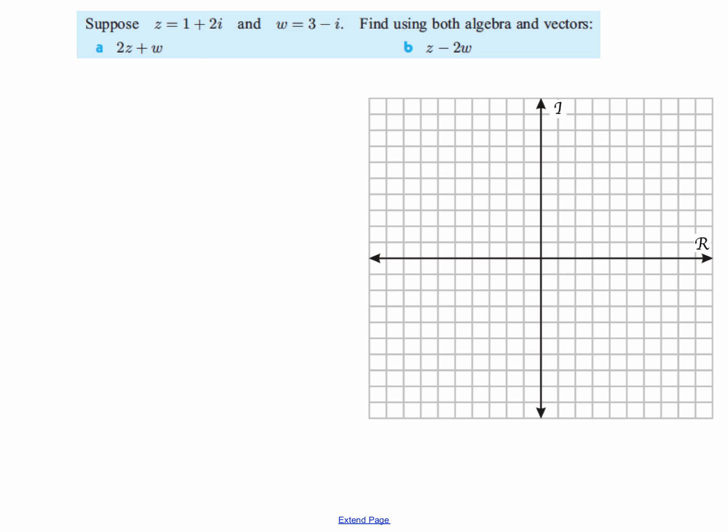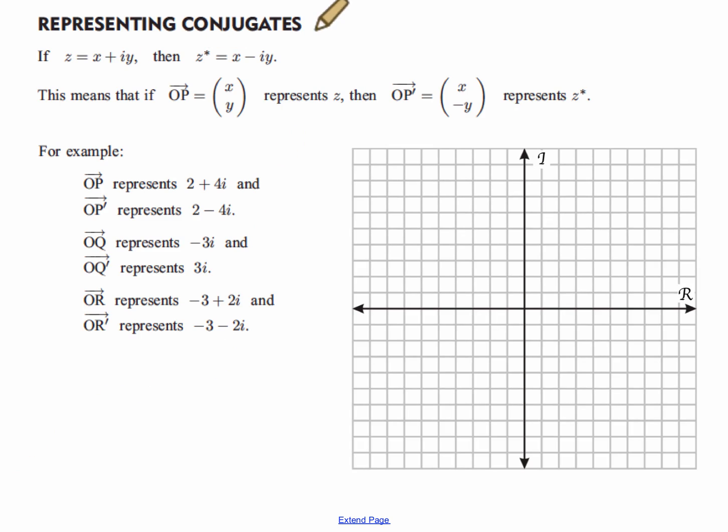So to represent conjugates, we know that if Z equals x plus iy, then Z star equals x minus iy. If OP equals the vector (x, y), which is just a format for vectors, horizontal on top and vertical below, then the conjugate is the vector (x, minus y). That represents Z star. That should be obvious just from this relationship. We'll just do these, and then you can make a conclusion yourself.